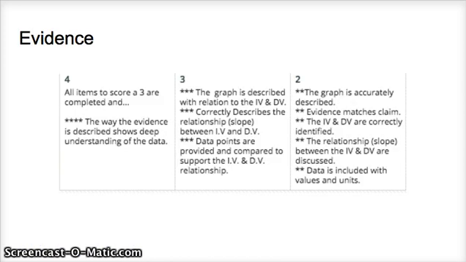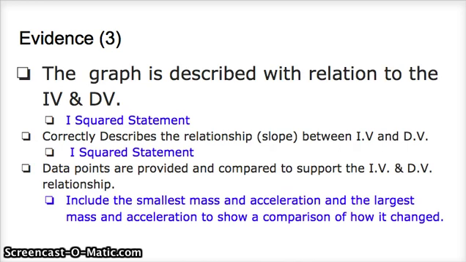Now the evidence, again, we're paying attention to getting a 3. The graph is described with relation to the IV and DV, and correctly describes the relationship, the slope between IV and DV. Data points are provided and compared to support the IV and DV relationship. So here, what do these things mean? The graph is described with relation to your IV and DV. That means you are including your I-squared statement.